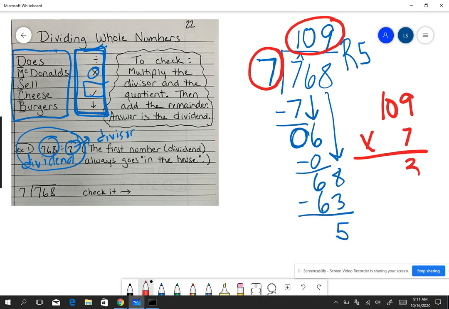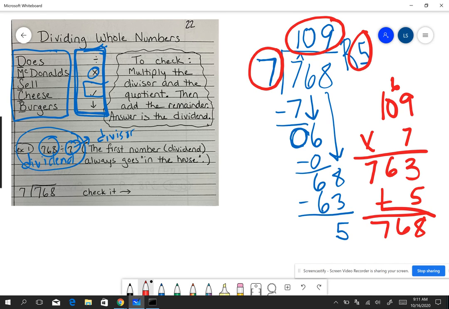9 times 7 is 63. 7 times 0 is 0. Plus 6 is 6. 7 times 1 is 7. So I get 763. But then I have to add on any remainders. So I have a 5 as a remainder. And I get 5 plus 3 is 8. 6 plus nothing is 6. 7 plus nothing is 7.